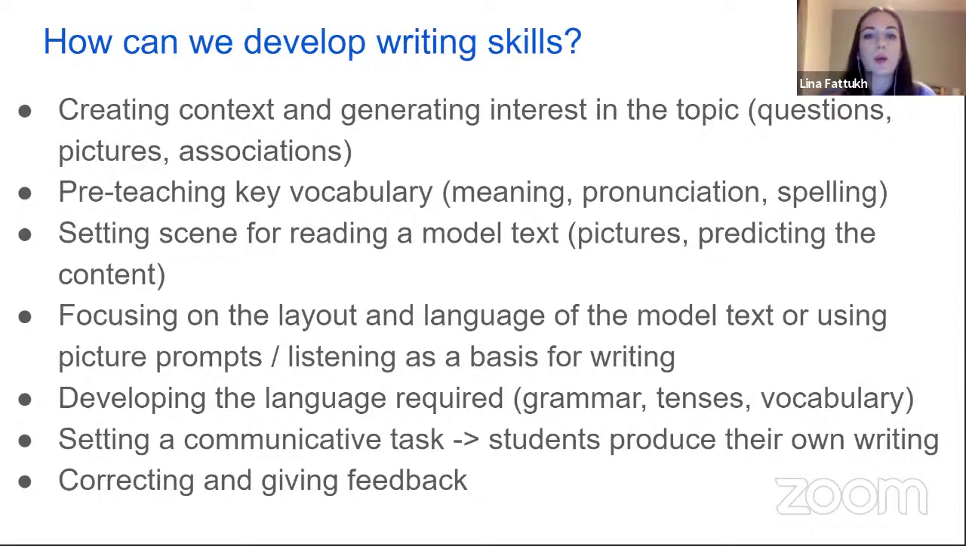So again, with the students, we pre-teach the key vocabulary. So we focus on meaning, pronunciation, and spelling. And for any type of writing, one of the methods is setting the scene for reading a model text. So let's say we want to write an email to a friend. How do we do it? We look at a model, at an example.